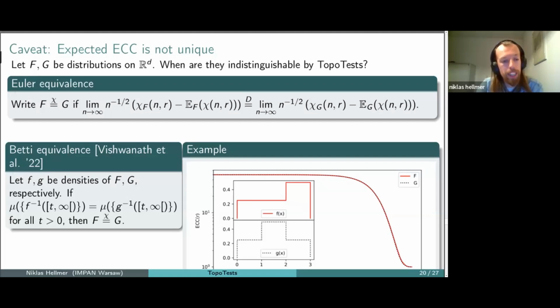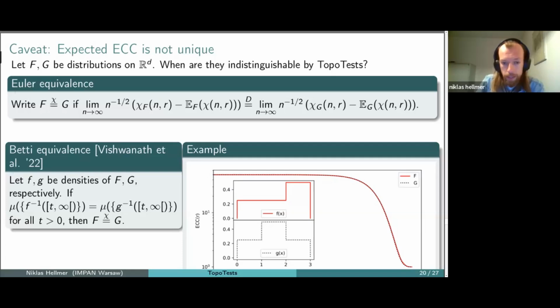If your distributions admit densities, you can look at the mass of super-level sets, basically. And if they agree, then also these limiting Euler characteristic curves follow the same distribution. So here we have two probability densities on the interval 0, 3. Okay, F here and G here. And F is a quarter on 0, 1, a quarter on 1, 2, and half on 2, 3. And G is just reordered, so it's a quarter on 0, 1, 1/2 on 1, 2, and a quarter on 2, 3.